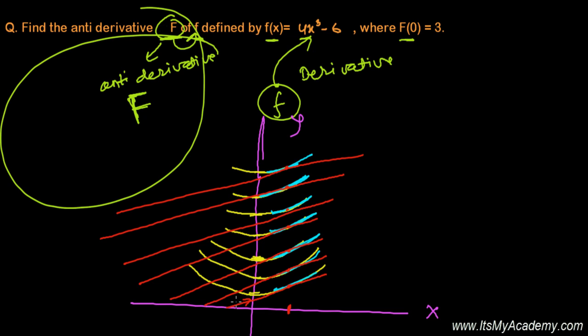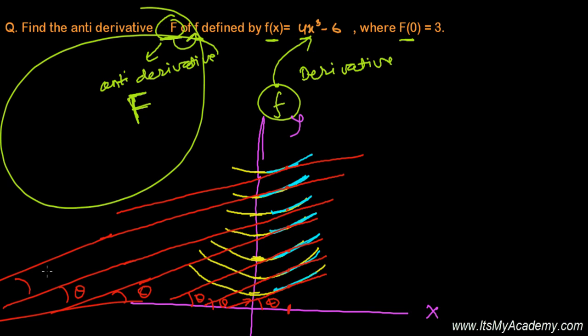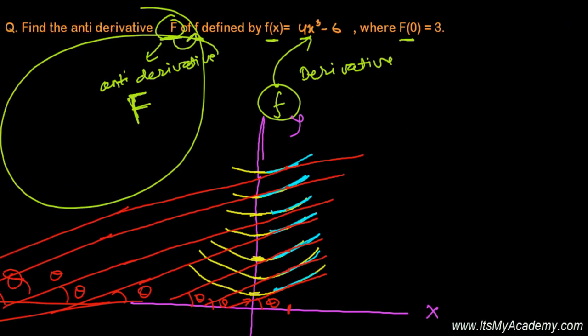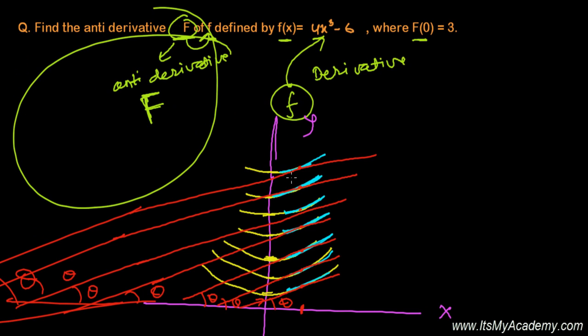So if these all are parallel, definitely the angle, if this is theta, this will also be theta, this will also be theta, and if you proceed further, this will also be theta. Even after going a long way, this one will also make the angle theta. So all these tangents have the same theta. So the slope of these functions at this point, this point, this point is simply tan theta, and that's constant.